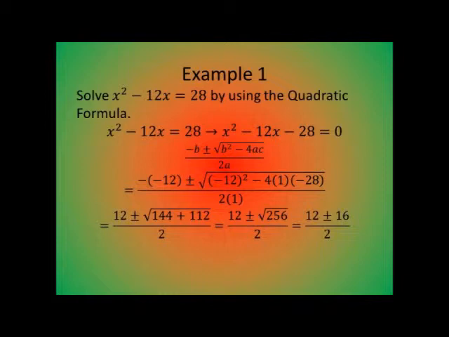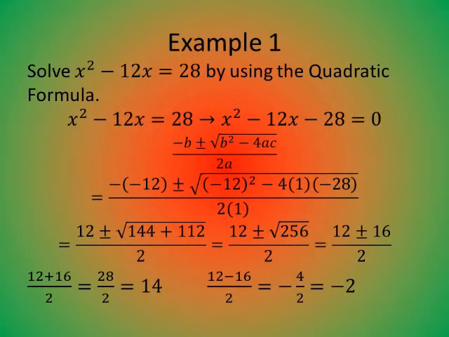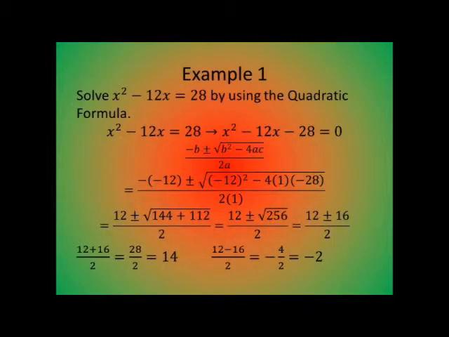So now I have two separate problems. I have 12 plus 16 all over 2, and I have 12 minus 16 all over 2. So I have to solve two different things to get my two solutions. Because remember, quadratics always have two solutions. Sometimes they're the same, but there's always two. So I end up with 12 plus 16 over 2, which is going to give us 28 over 2, which is 14. And 12 minus 16 over 2, which gives us negative 4 over 2, which is negative 2. So our two answers are negative 2 and a positive 14.